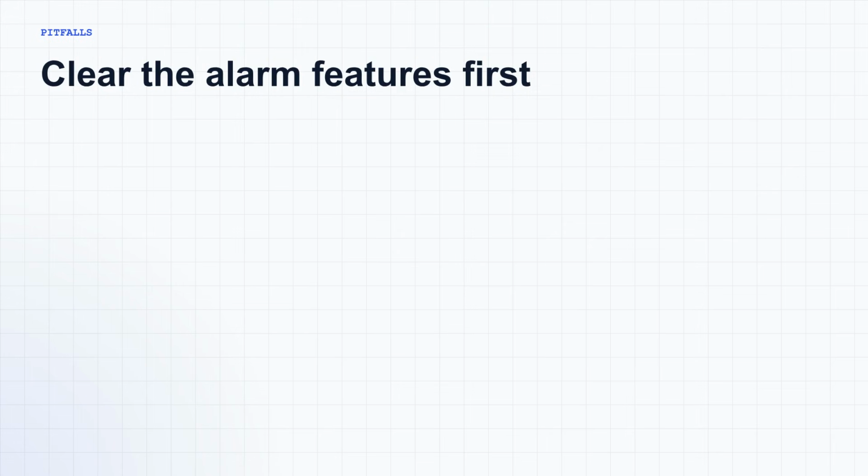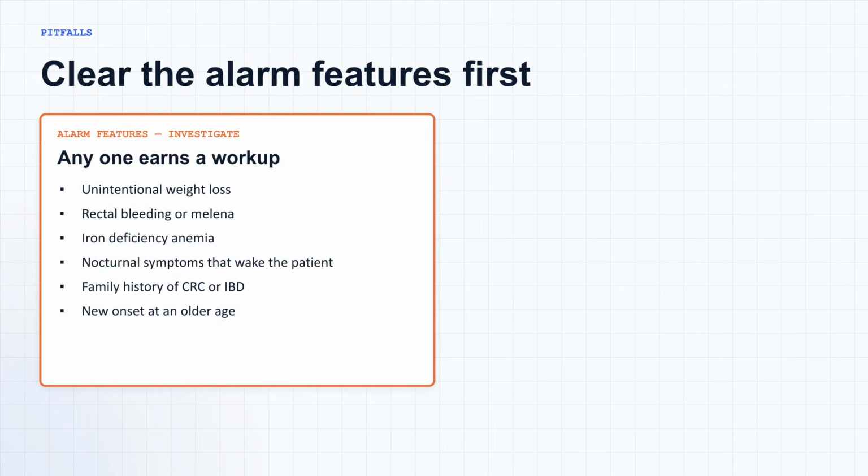Before you settle on irritable bowel syndrome, clear the alarm features. Weight loss, rectal bleeding, anemia, symptoms that wake the patient at night, a family history of colorectal cancer or inflammatory bowel disease, and new symptoms starting at an older age. Any one of those buys a workup rather than a label. Also check a celiac serology and consider inflammatory markers when diarrhea dominates.